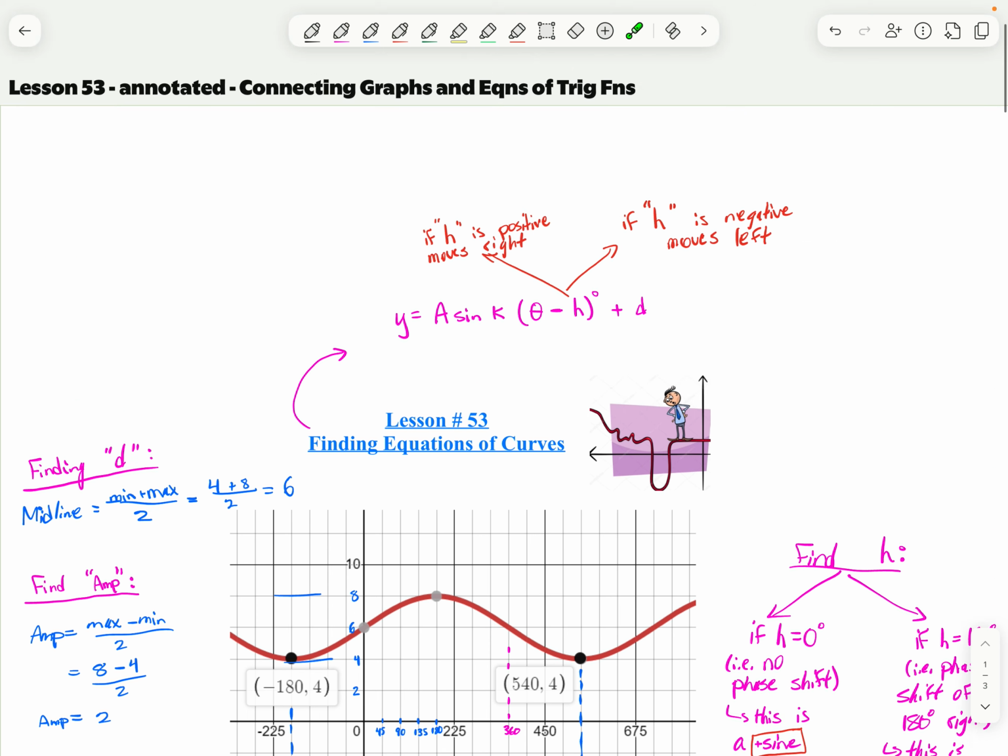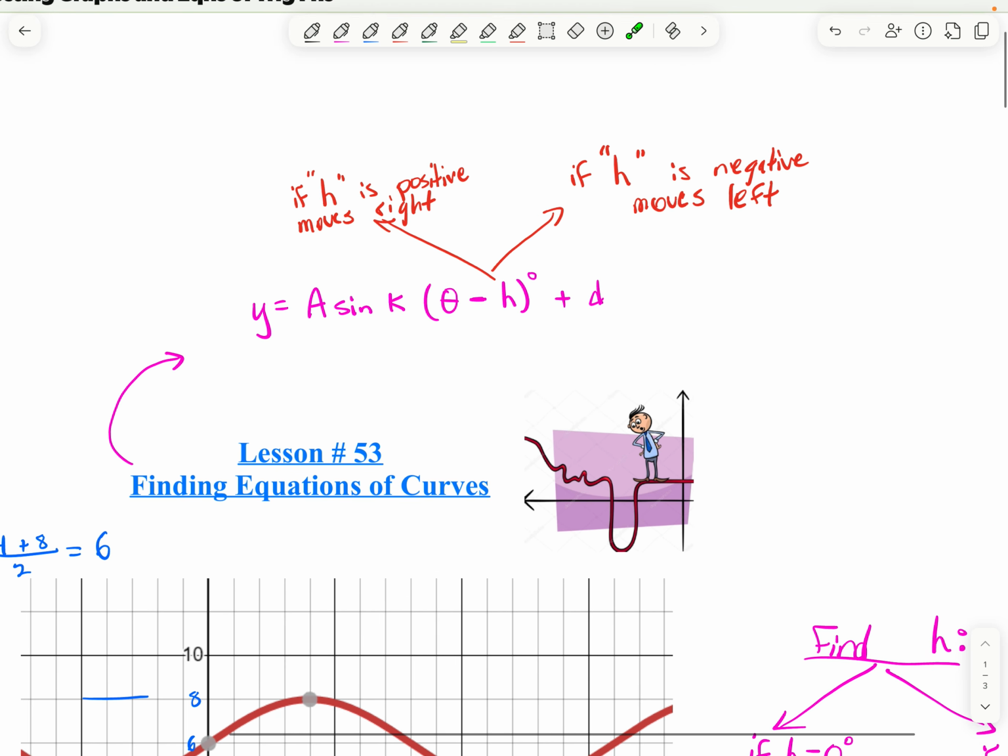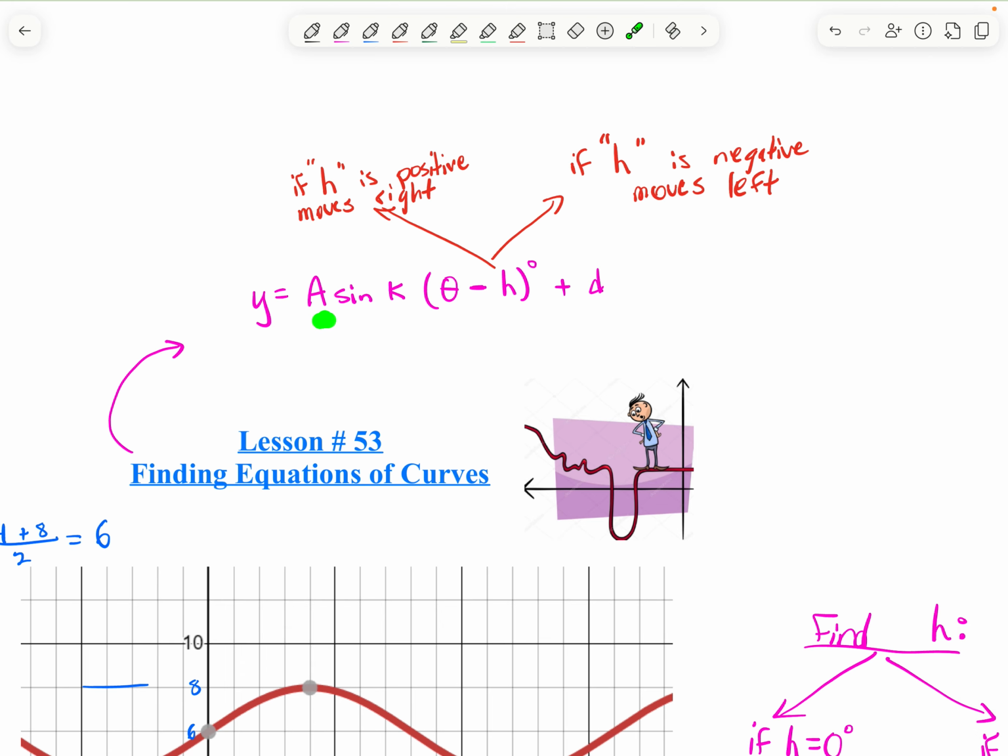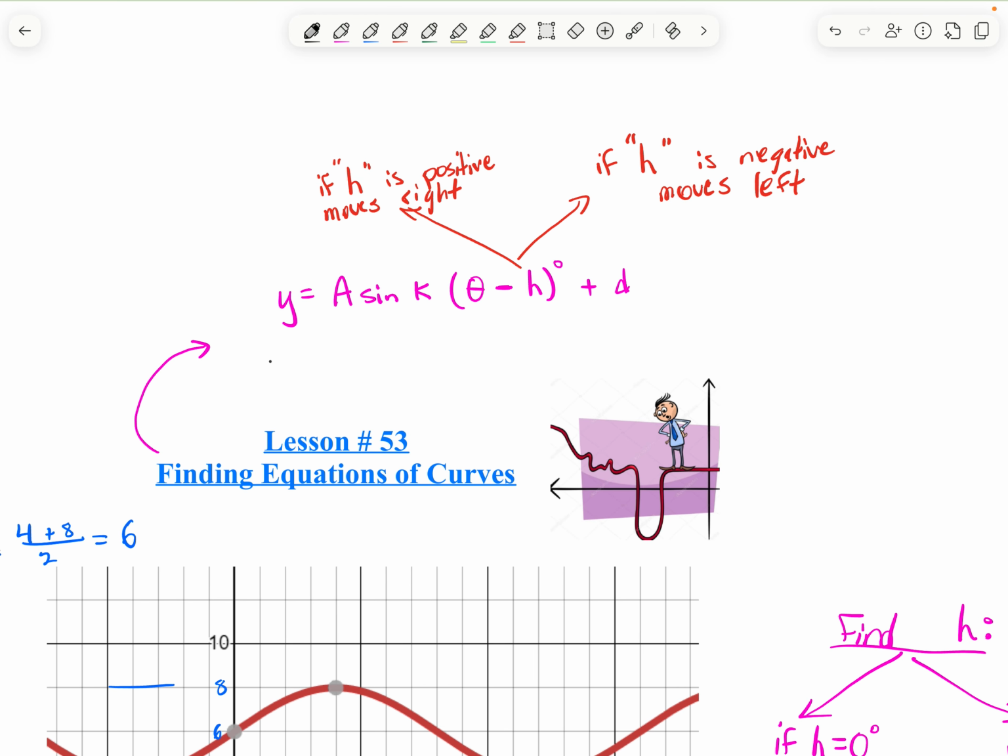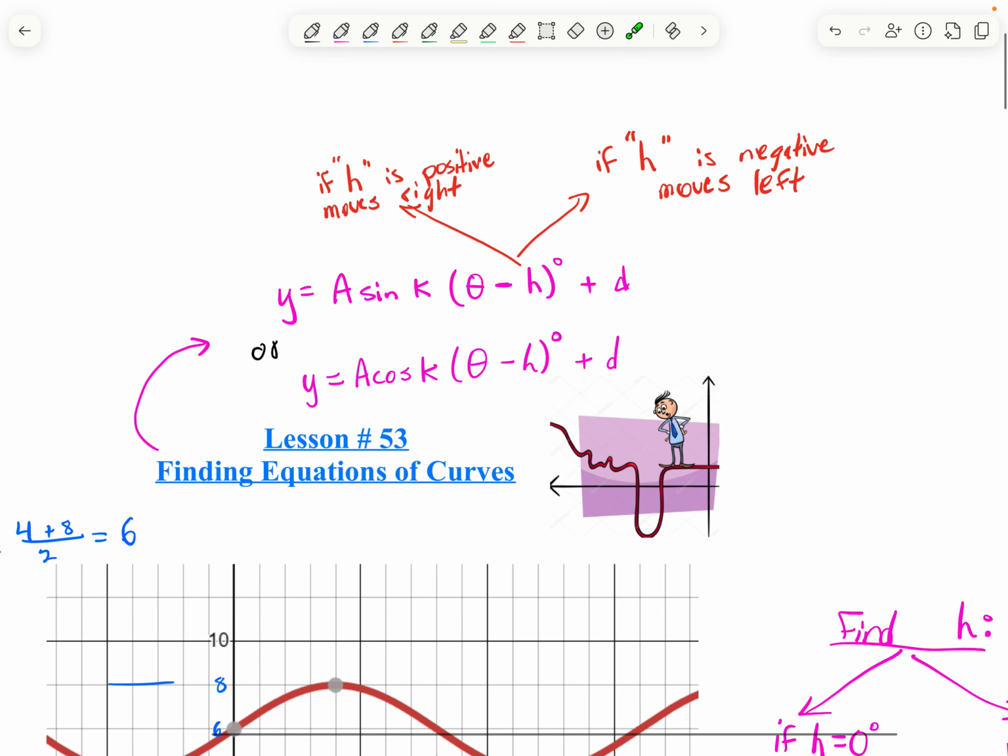The general form that we're going to use is like this. Y is equal to A sine K theta minus H plus D. Or we can also write it like this. Y equals A cosine K theta minus H plus D. And that's in degrees there. Notice that sometimes instead of theta, we'll see x, but the idea is exactly the same.